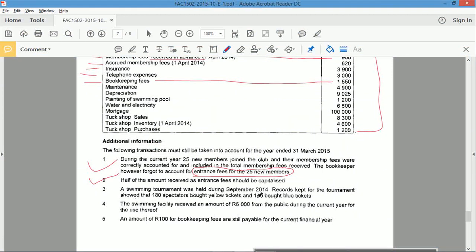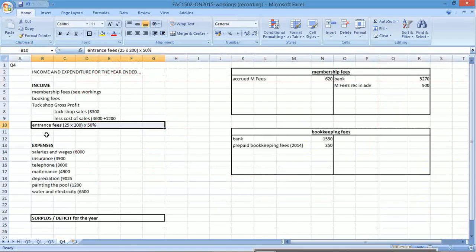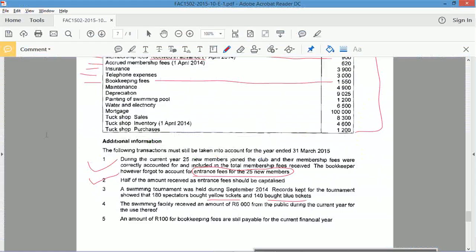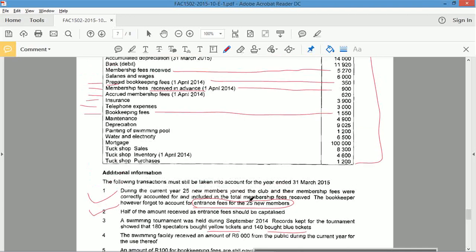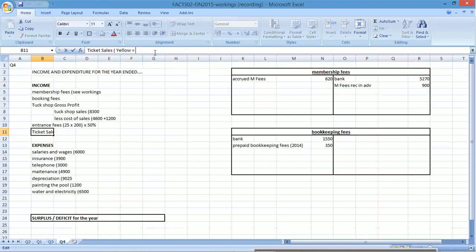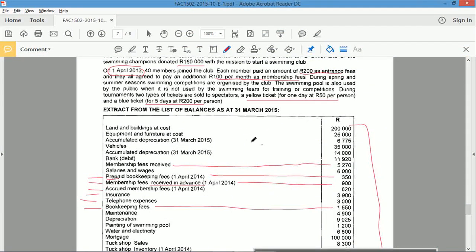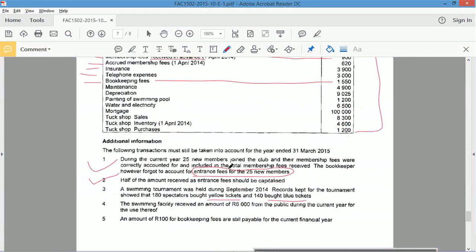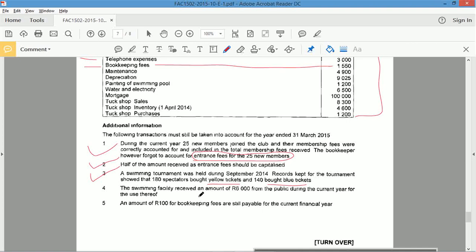A swimming tournament was held during September. Records kept for the tournament showed that 180 spectators bought yellow tickets and blue tickets. So ticket sales, yellow and blue. Ticket sales, brackets, yellow equals 180 times 50. 180 spectators. A yellow ticket is 50 Rand, yes. 180 times 50, plus blue, which is 140 times 200. Was it 140? Yes, 140 times 200, close brackets. Okay. Tick.